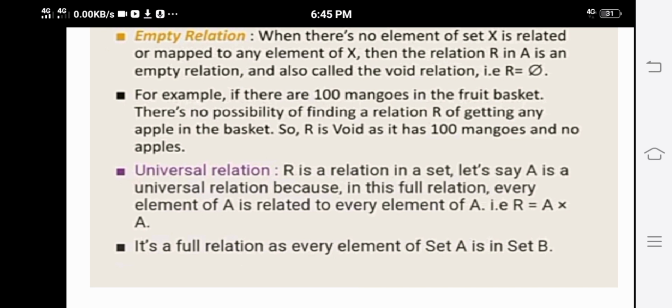Next, we have universal relation. If R is a relation in a set, let's say A, it is a universal relation because in this full relation, every element of A is related to every element of A. Example, R is equal to A times A, which is a universal relation from A by A. It's a full relation as every element of set A is in set B.